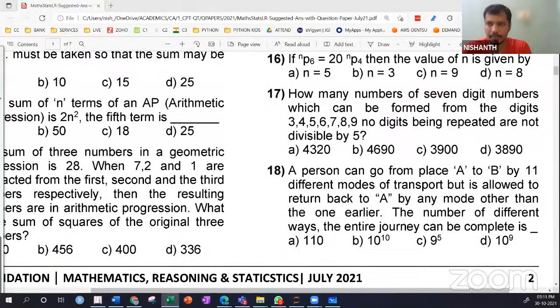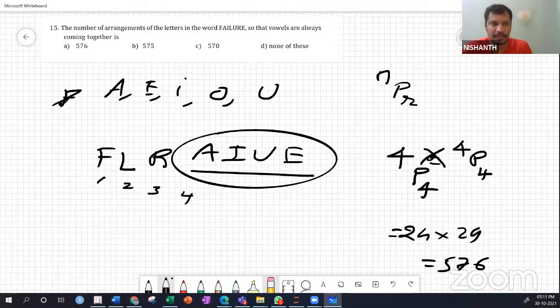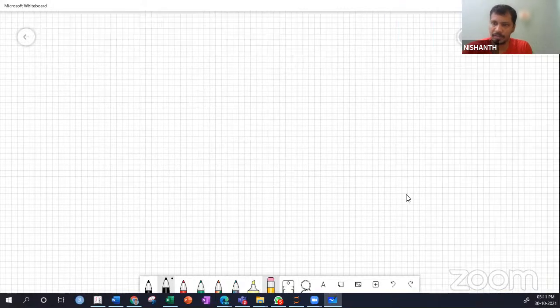Option A. Okay. So we have done this kind of problem, like divisible by, not divisible by 4, etc. So it is divisible by 5.